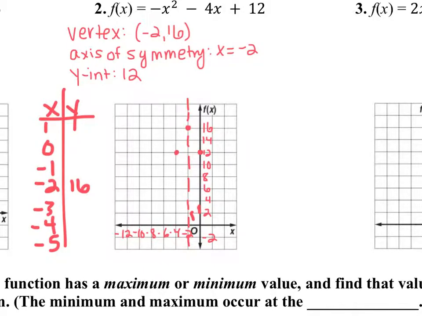So we actually already have 0, which is 12. So 0's twin point is negative 4. So negative 4 also has the output of 12. Now we just have to plug in 1, negative 1, and whatever 1's twin point is with negative 5, so they'll be the same output. Negative 1 and negative 3 will have the same outputs.